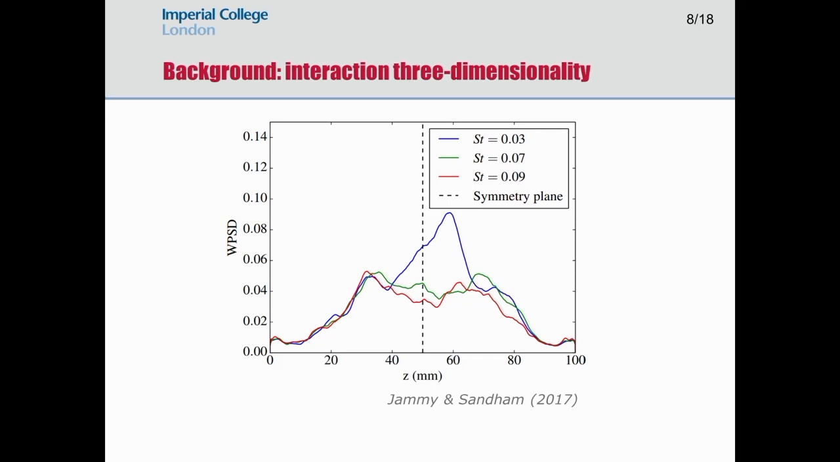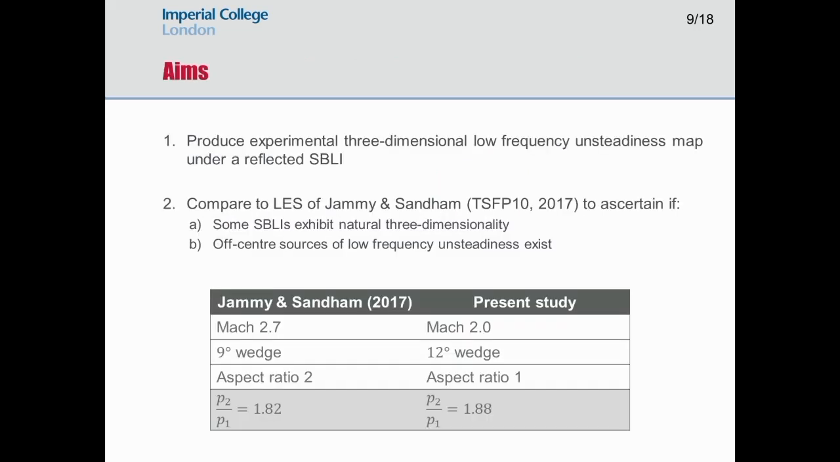Experimentally, we have the advantage that in one experiment we can capture about 6,000 cycles of the low-frequency behavior. So with that in mind, we wanted to produce the first experimental low-frequency unsteadiness map and compare it to the results of Jamy and Sandham, and ascertain if this asymmetry is in fact an artifact of the lack of convergence. The strength of the interactions is about the same. Theirs has twice the aspect ratio, so it might be considered more two-dimensional.